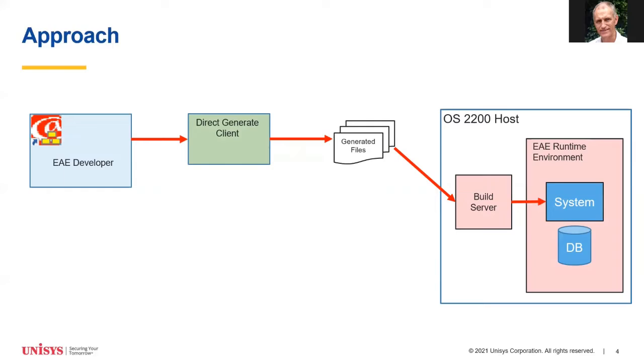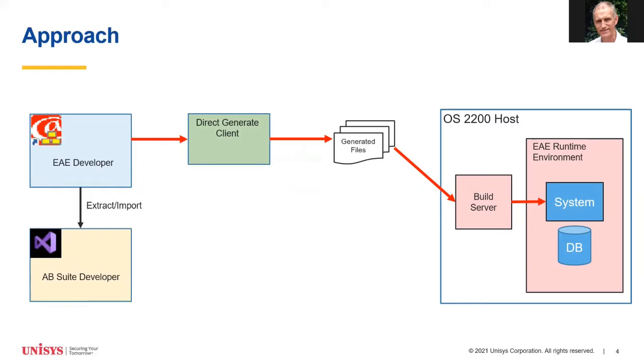Now, let's look at the new parts of AB Suite that get introduced to this picture. First of all, we have an AB Suite development environment hosted in Visual Studio. And that's something we already have. So we're already able to take a model from EAE, extract it out of EAE, and then import it to the AB Suite developer and essentially migrate our model to the AB Suite development environment.